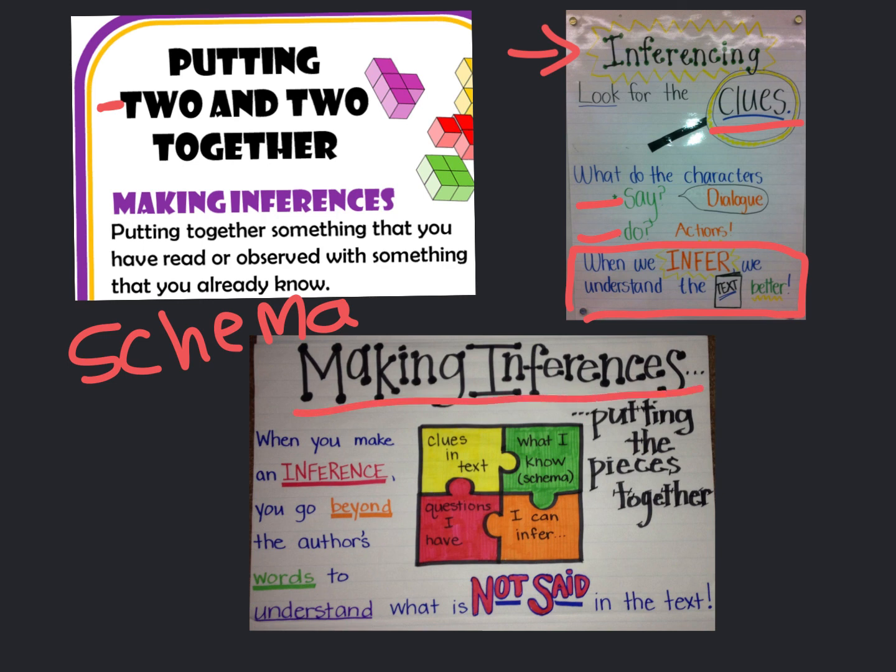And making those inferences is a process. We have to use those clues in the text like we talked about, and we have to use our schema and our background knowledge. Then we have to ask some questions. Then we finally infer. Making inferences is putting those pieces together. Because remember, when we infer, we become a better reader and understand that text better. When we make an inference, we have to go beyond the author's words to understand what is not said in that text. Remember, inferences aren't given to us. We have to use our background knowledge plus those clues in a text to make an inference.